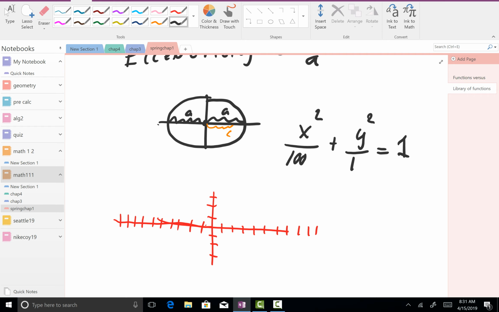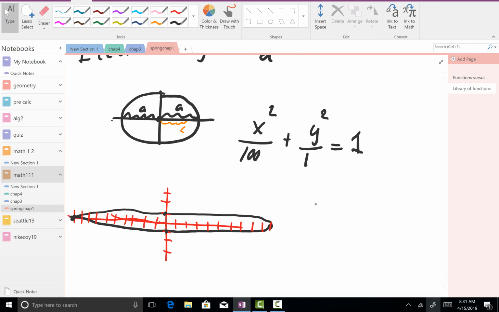So 0, 0 is our center. A squared is 100, so A is 10. So I go way out here, way out here. B is 1, so this is barely, man, look at this thing. I can barely make an ellipse out of that. Okay? Looks something like that.